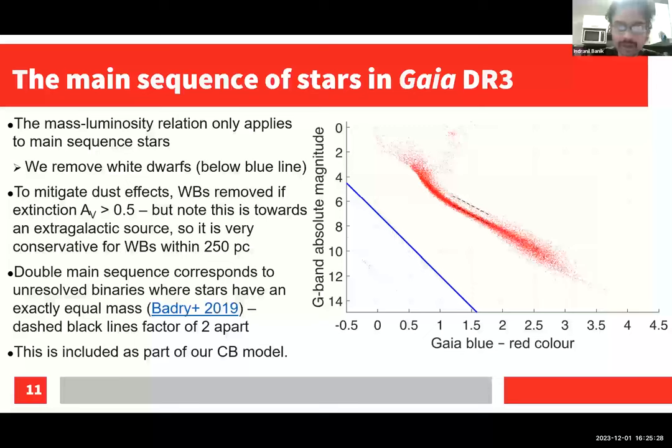So you can probably also see these two dashed black lines, which are a factor of two apart in luminosity. There is this parallel overdensity of stars to the main sequence, like a double main sequence, if you will, which is caused by unresolved binaries where the stars have exactly equal mass. Because they have the same mass and the same color, but the luminosity is a factor of two larger. They are included as part of our close binary model, which I will get onto in a sec.